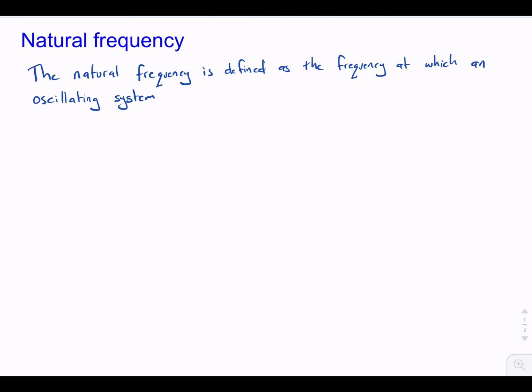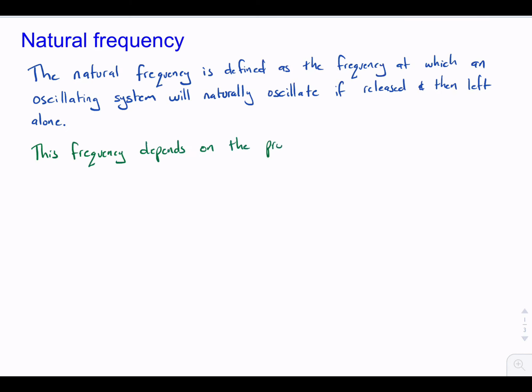In this last section, we're going to be talking about natural frequency, driven oscillations, and resonance. The natural frequency is defined as the frequency at which an oscillating system will naturally oscillate if released and then left alone. This frequency depends, as we know, on the properties of the system. Recall our mass on the spring.